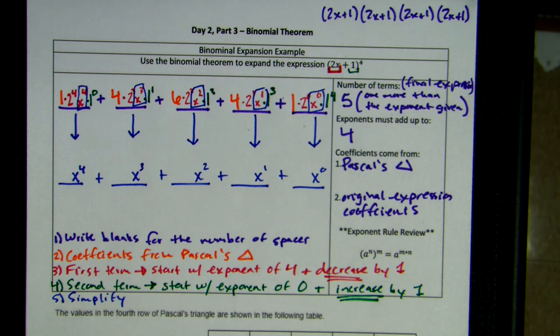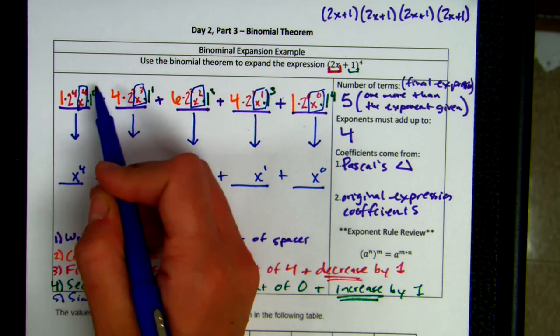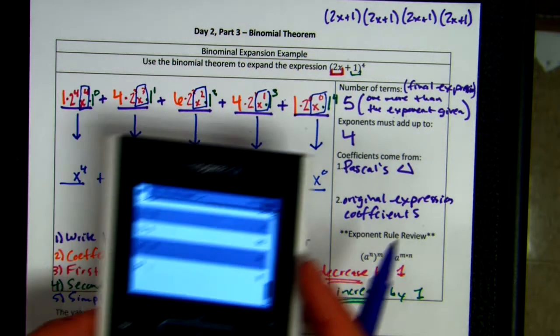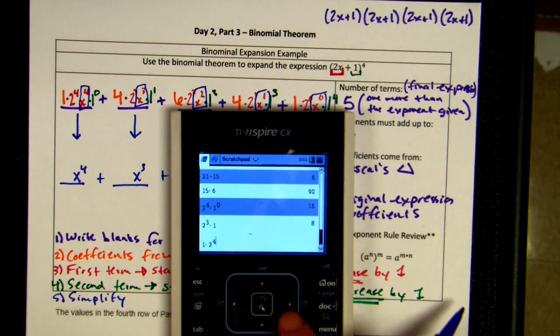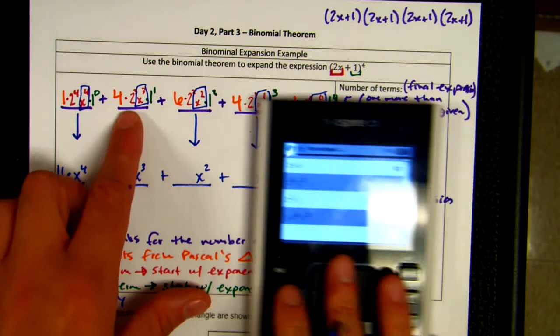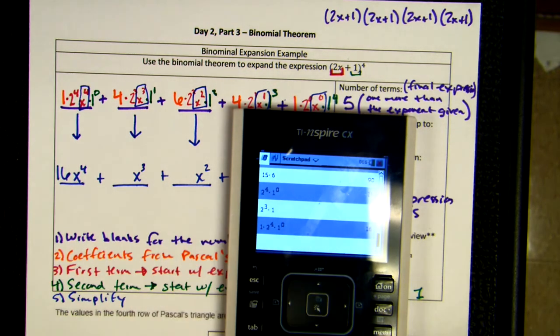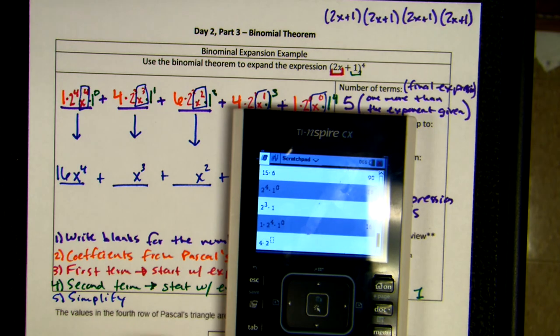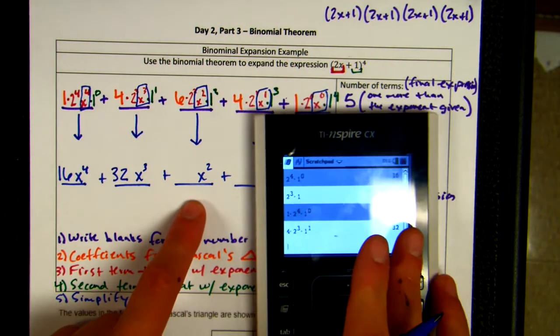Whatever's left over, I multiply together. So here I've got 1 times 2 to the fourth times 1 to the 0. I'm just going to plug that directly into my calculator. 1 times 2 to the power of 4 times 1 to the power of 0. And that gives me 16 for this one here. I'm going to just repeat the process, making sure I've already brought down my variable. Here I'm going to multiply together 4 times 2 to the power of 3 times 1 to the power of 1. And that gives me 32 as my coefficient here.